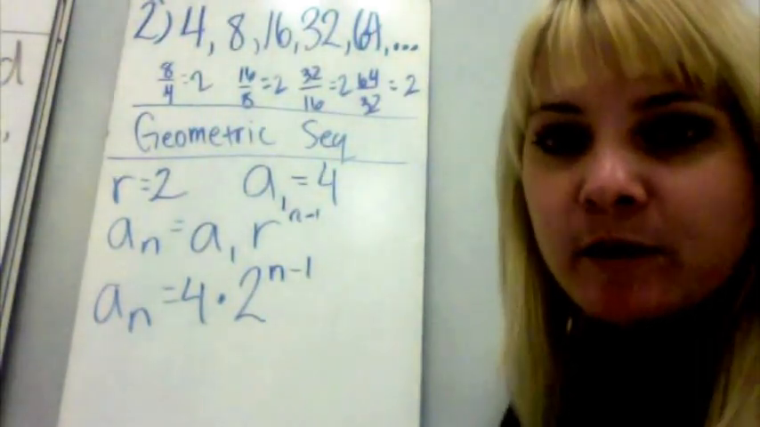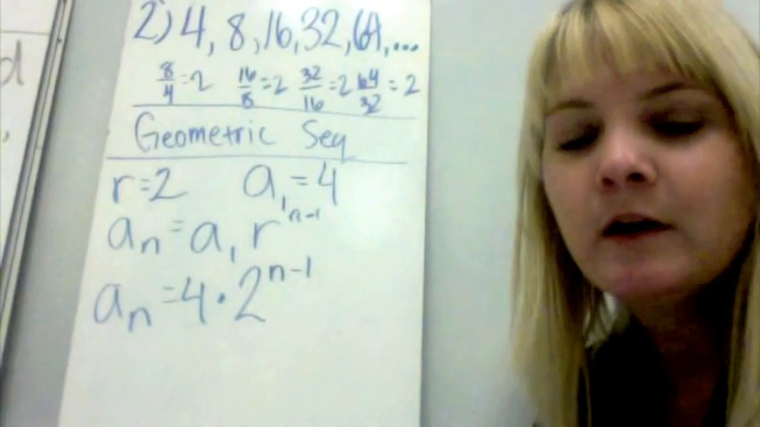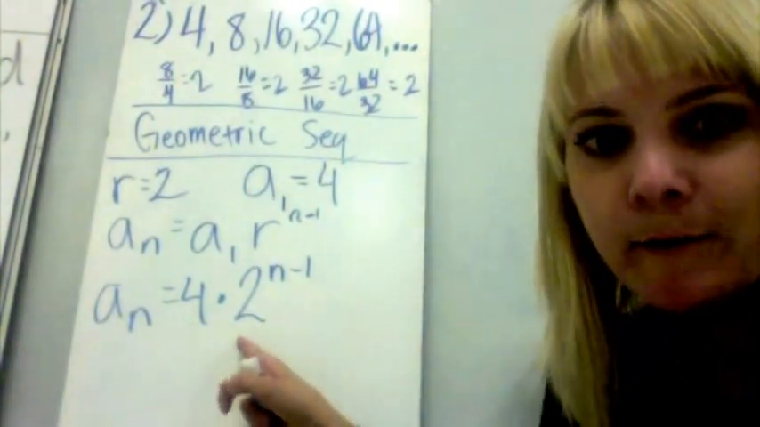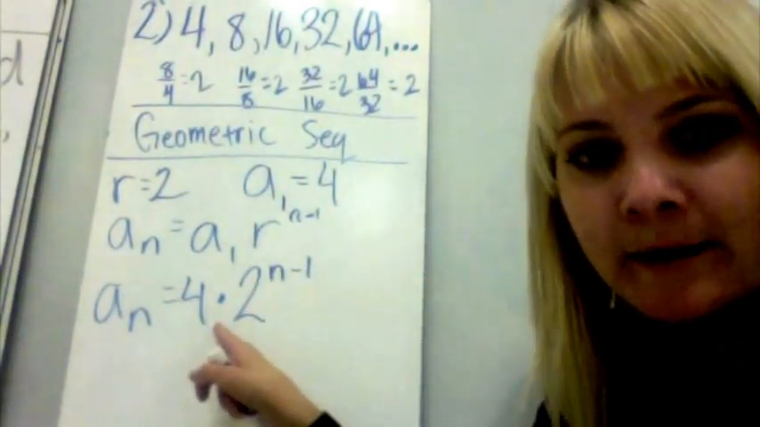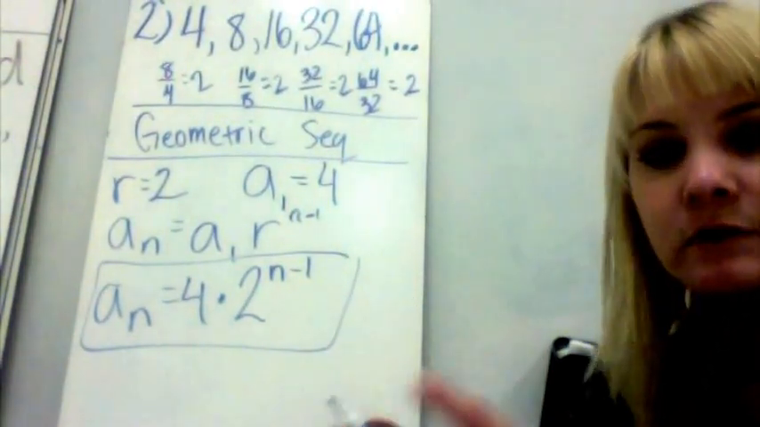Now, here we're done. We cannot multiply 4 times 2 due to the order of operations. We have our parentheses first, then we evaluate the exponent. So we'd first need to evaluate r to the power of n minus 1, and then we will multiply it by 4. So you leave your geometric sequence alone at that point.